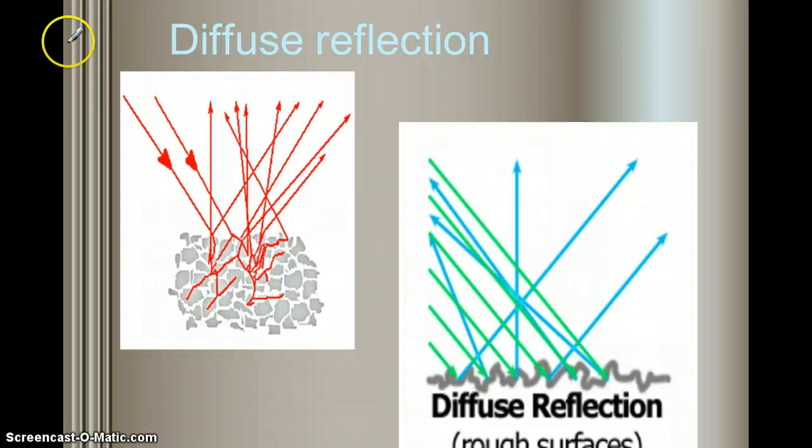Other examples of diffused reflection, when you have a rough surface, an uneven surface, you're going to have a diffused reflection. So part of this goal is knowing what's going to happen when light hits a surface. Is it going to be a diffused reflection, or is it going to be a regular reflection?